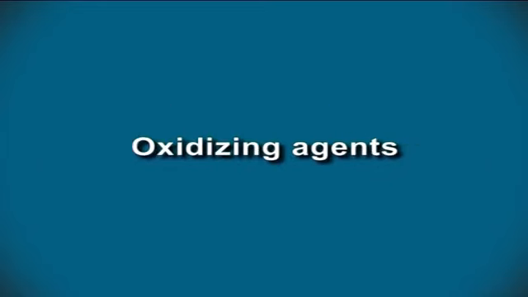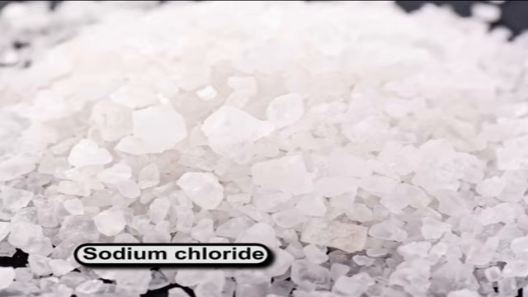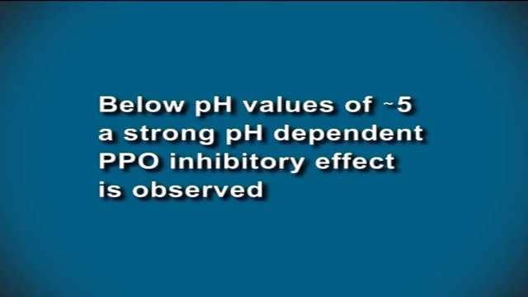Oxidizing agents. Sodium chloride is a strong oxidizing agent which can generate chlorine dioxide under acidic condition. Below pH values of 5, a strong pH dependent PPO inhibitory effect is observed. The degree of inhibition increases with acidity of the reaction medium. On the other hand, an activation effect is observed at higher pH values.